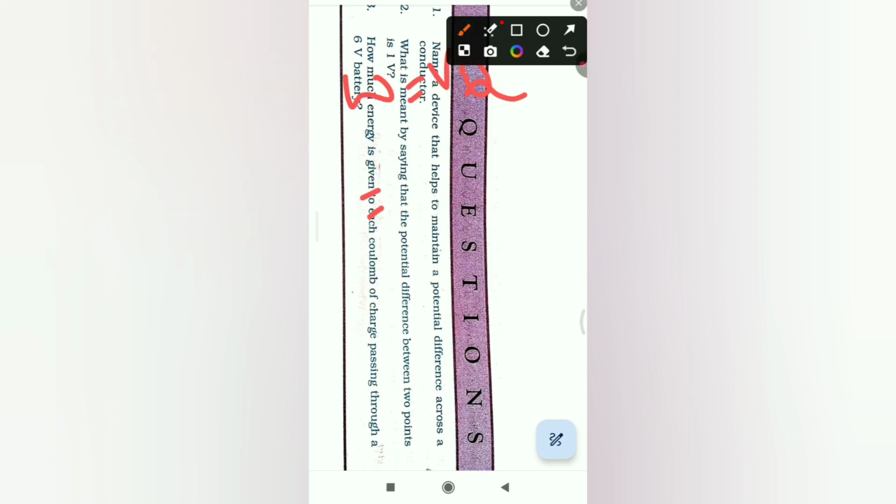So what is the formula for the potential difference? V is equal to W by Q. So W is equal to V into Q, right? So W is equal to V into Q. What is V given here? 6 into, and the charge is 1. 6 into 1, that is 6. So the unit is joule. 6 joule of work is done. It is the final answer for this question.